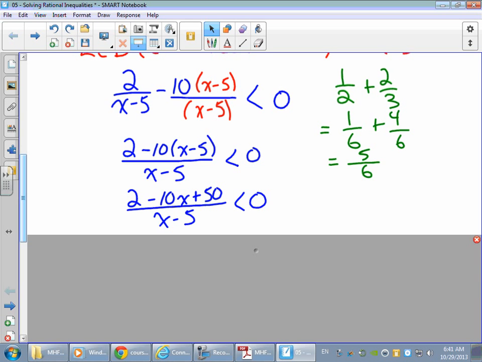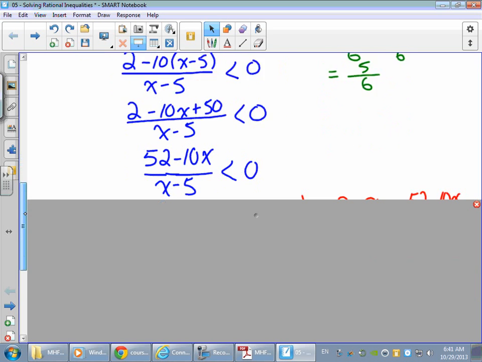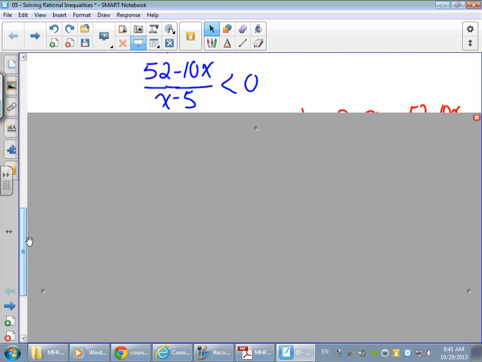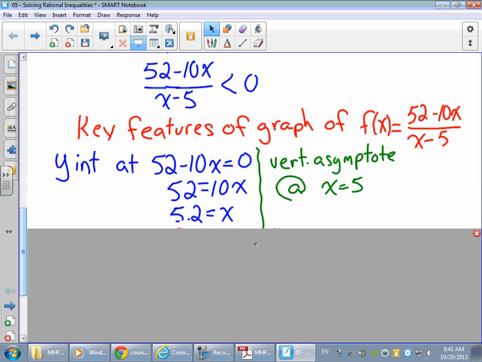On top, I can expand the top a little bit. I can then simplify the top a little bit. So multiply the negative 10 through, add the 50 to the 2, and then what I'm interested in is what do I know about that as an expression? So if I think about it in terms of f of x being that, this is the thing we've been graphing for the last week or so. Key features from that: I have a vertical asymptote when x is 5, and I have an x-intercept when x is 5.2. Okay, so you can sort of see the solution in each case.